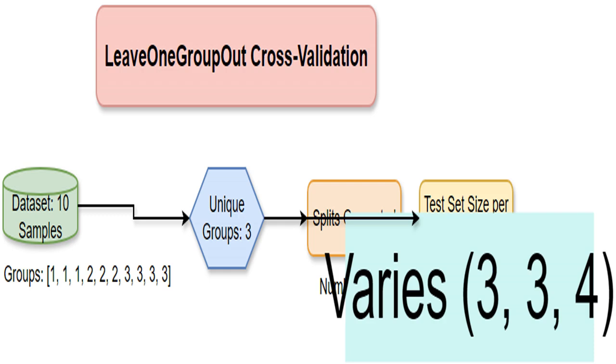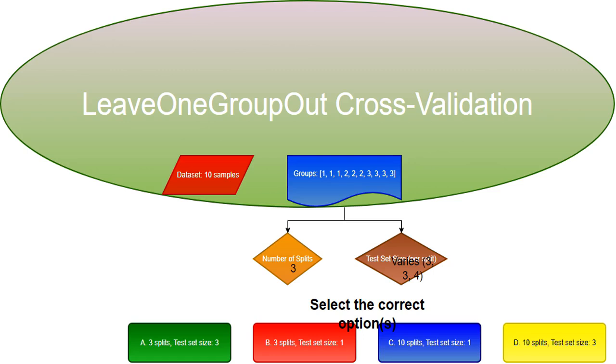Leave One Group Out, or LOGO, is a clever technique in machine learning. I use it to evaluate how well a model generalizes to new data. It's a type of cross-validation, meaning I split my data into multiple parts and train and test my model on different combinations of these parts.